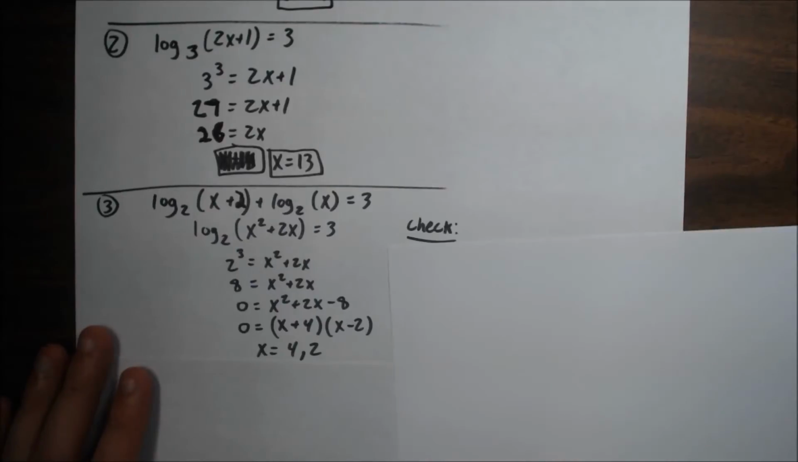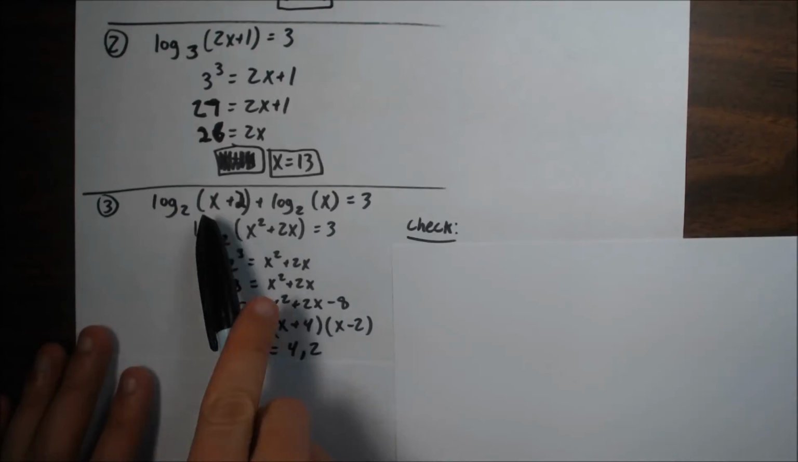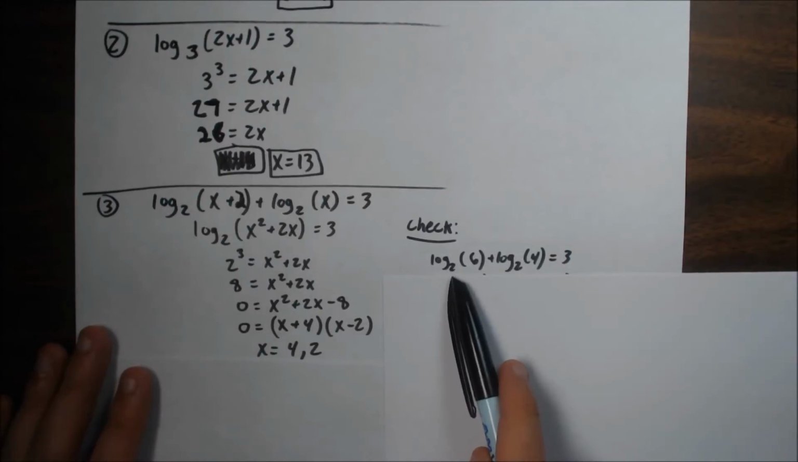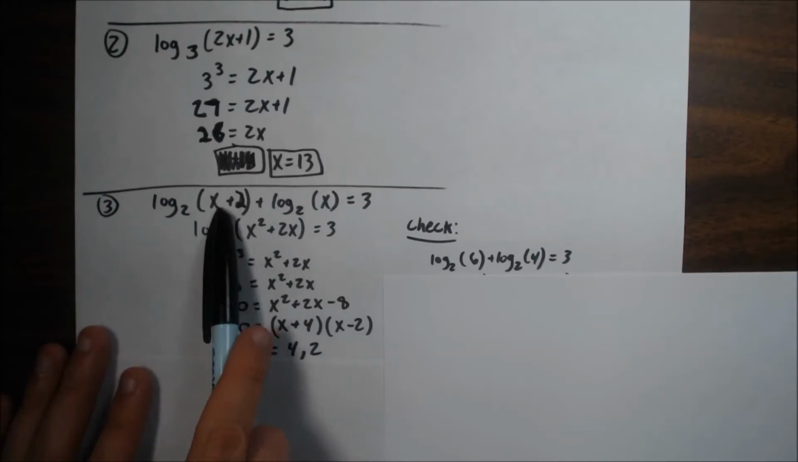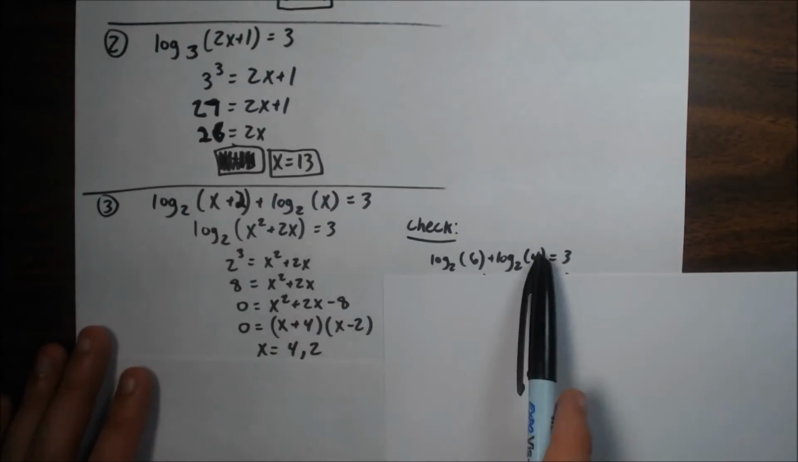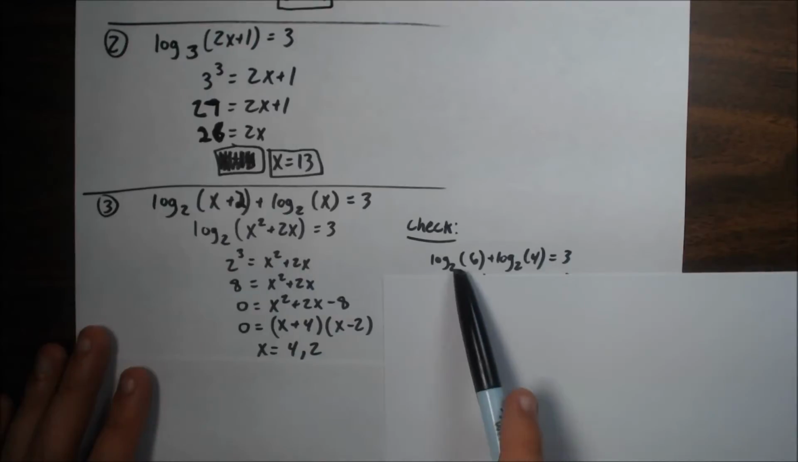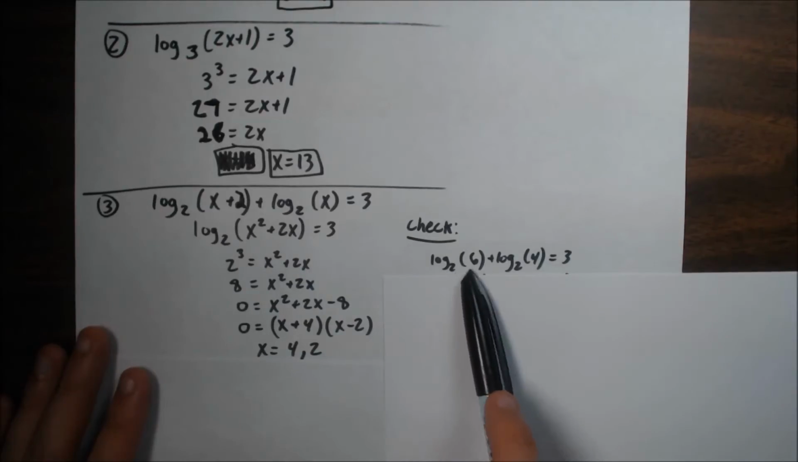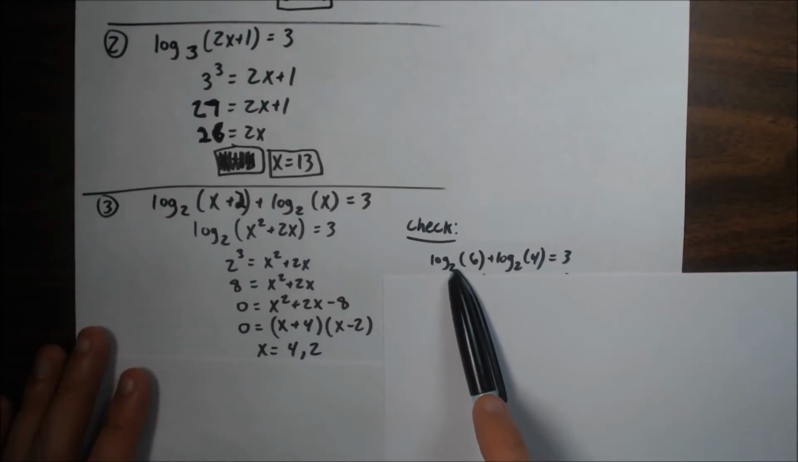Okay, so when we check, first thing I'm going to do is plug the 4 in. Everywhere I see an x, I'm going to plug in the 4. And let's see what we get. All right, so log base 2 of, if we did 4 plus 2, that's 6. And we plug in the 4 here. Now log base 2 of 6, I don't know what that is off the top of my head, but it's going to be a little more than 2, right? Because 2 squared would be 4, so it's got to be a little bit more than 2.